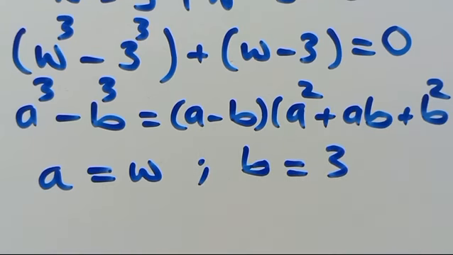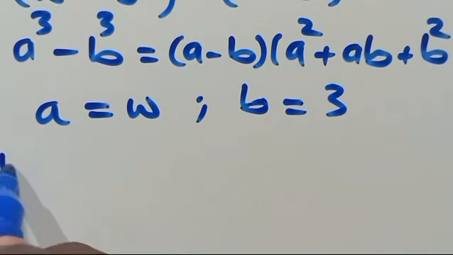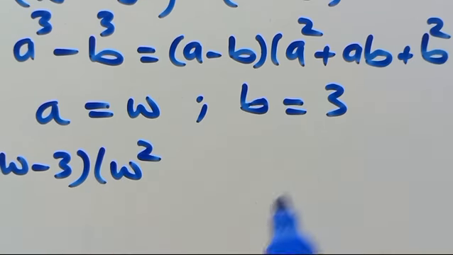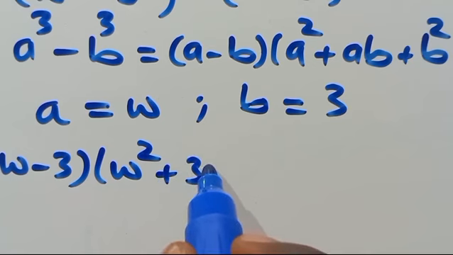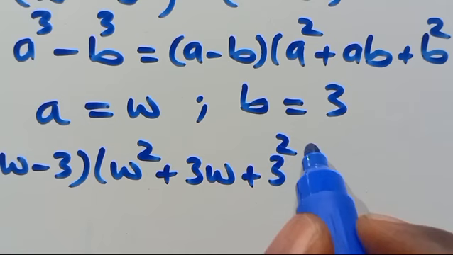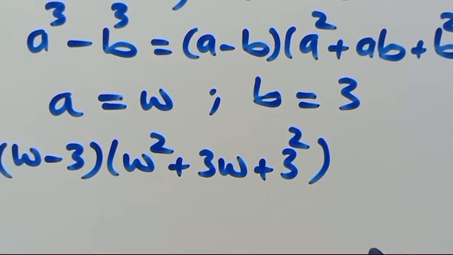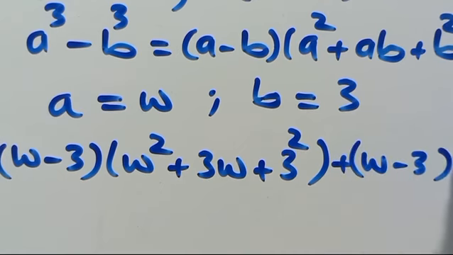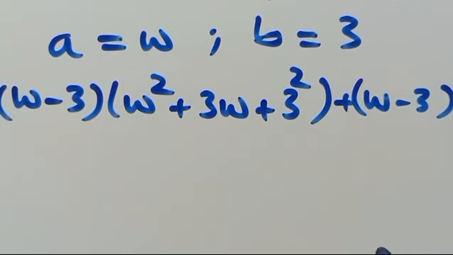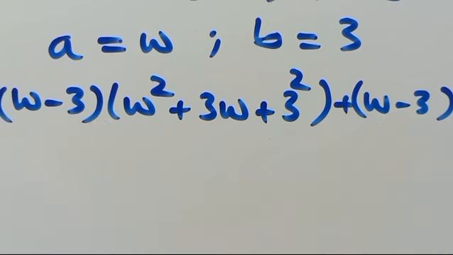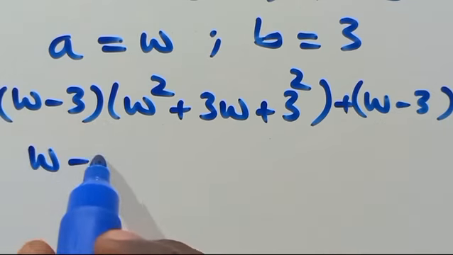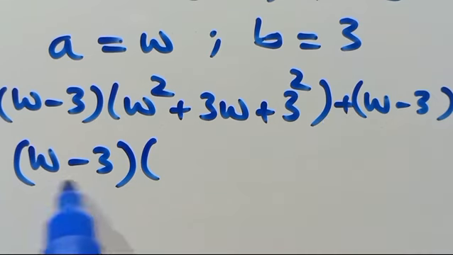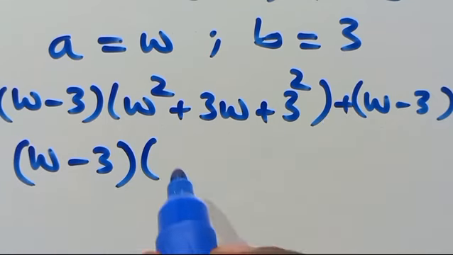When we substitute everything here, we are going to have W minus 3 in parentheses times W square plus 3W plus 3 square, then plus again W minus 3 in parentheses, still equals 0. We have W minus 3 in common. We can factor it out, dividing the whole expression by W minus 3.